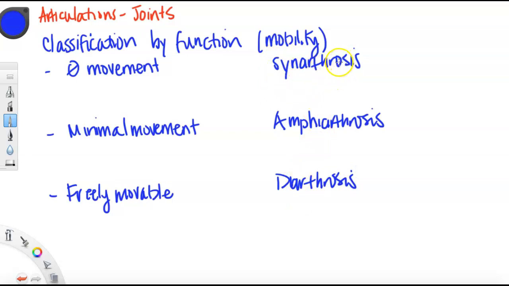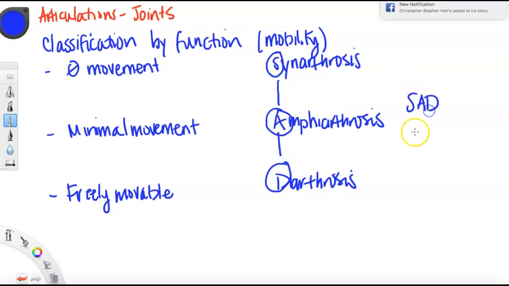So arthrosis is just joint. So synarthrosis, amphiarthrosis, and diarthrosis. So this is from no movement, zero movement, down to freely movable. So you can kind of look at that. You link those together, you get the word SAD. So again, no movement here to freely movable here.